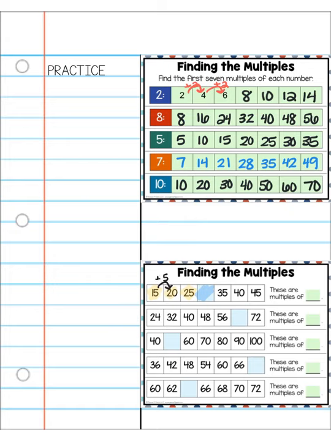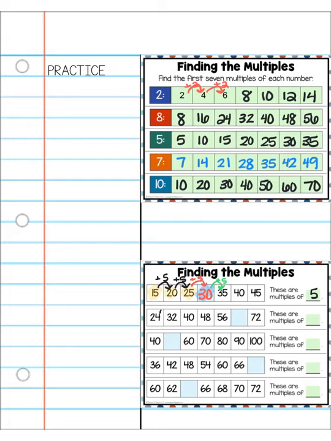Let's see if that rule works for the next one. How do I get from 20 to 25? I would add 5 again. So these are going to be multiples of 5. And I know that 25 plus 5 is 30. And I can check my work because I know that 30 plus 5 is 35. Let's look at the next one.